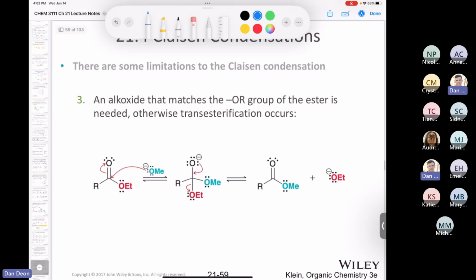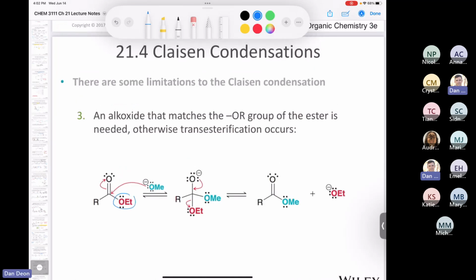And then another thing is that whatever your alkoxy group is, the base has to match it. So if you're doing a reaction with an ethyl group here, you would have to use ethoxide. You can't use methoxide because then that can act as a nucleophile and you get what we call that, I forget the name, maybe I have it written in here.